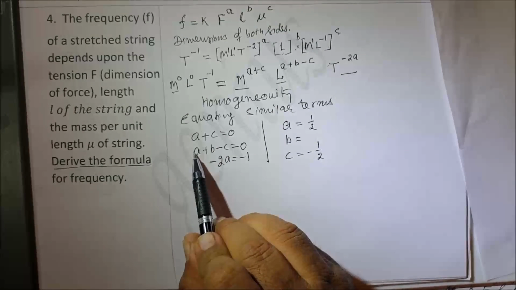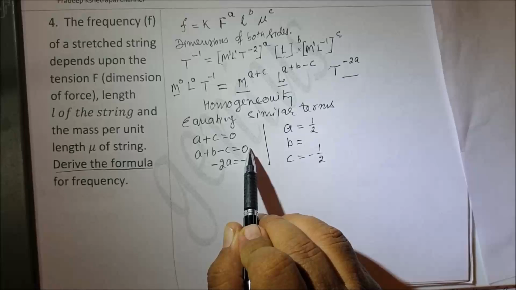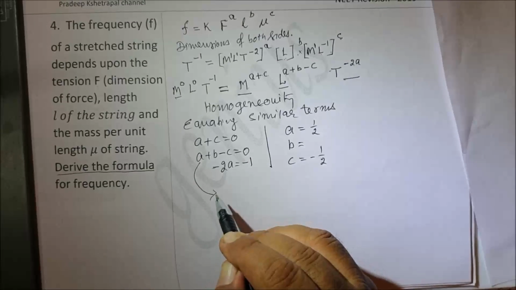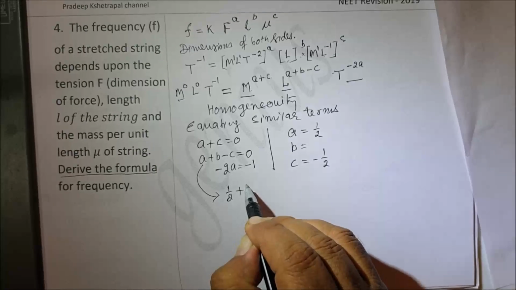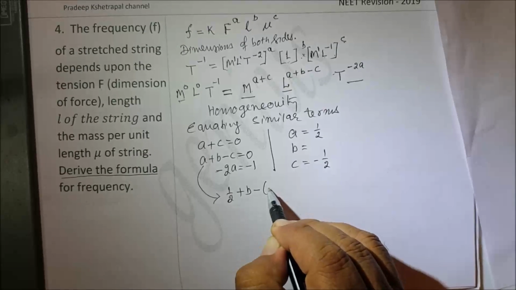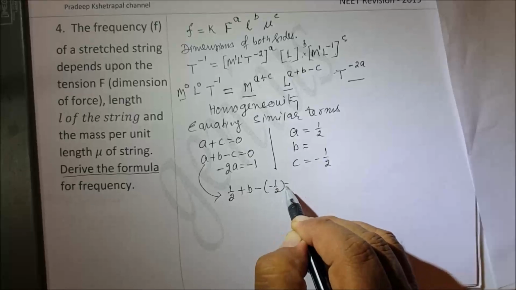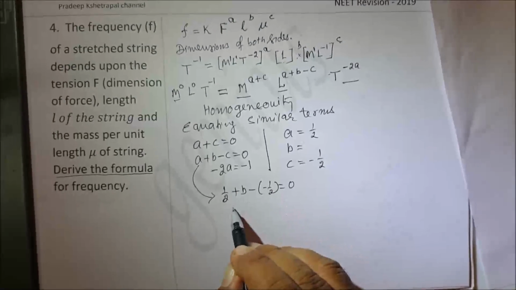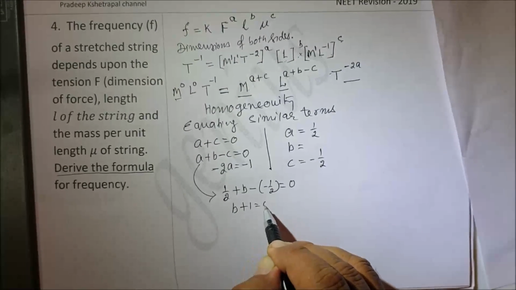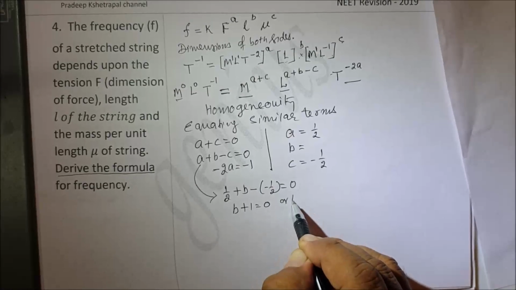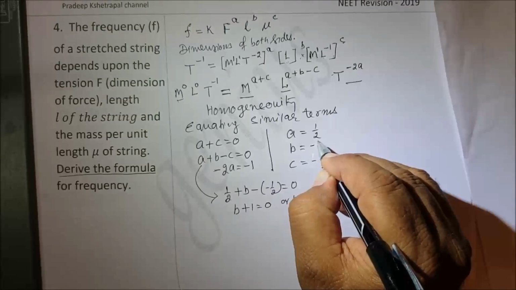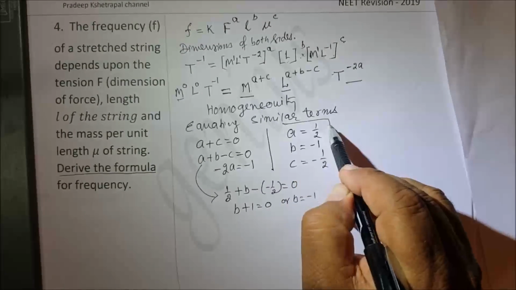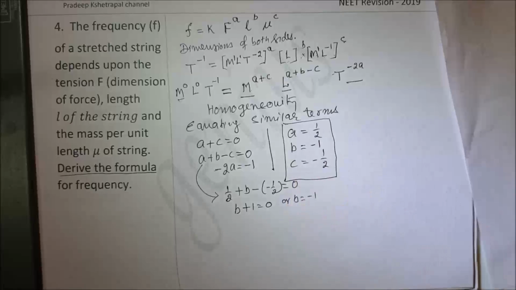So B plus 1 is equal to 0. I will write it here. A has the value half, plus B minus half is equal to 0. So this gives us B plus 1 is equal to 0, or B is equal to minus 1. So I write here B is equal to minus 1. So this is the result I got for A, B, C.